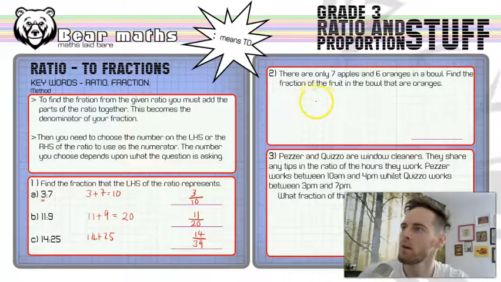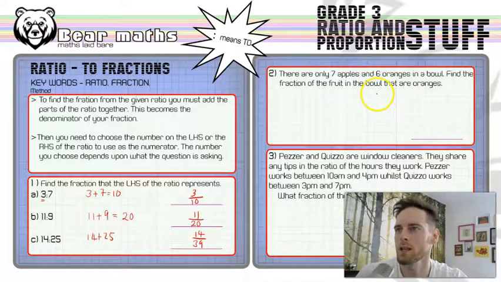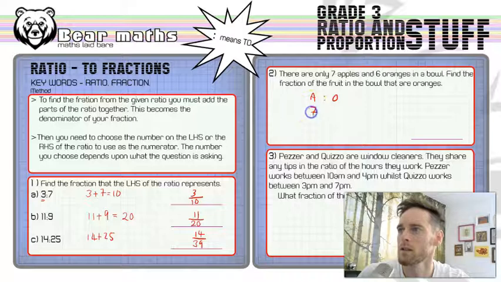Right, number 2, there are 7 apples and 6 oranges in a bowl. Find the fraction of the fruit in the bowl that are oranges. So it's a worded question, but it's not too complicated. We've got the ratio of apples to oranges, 7 to 6.